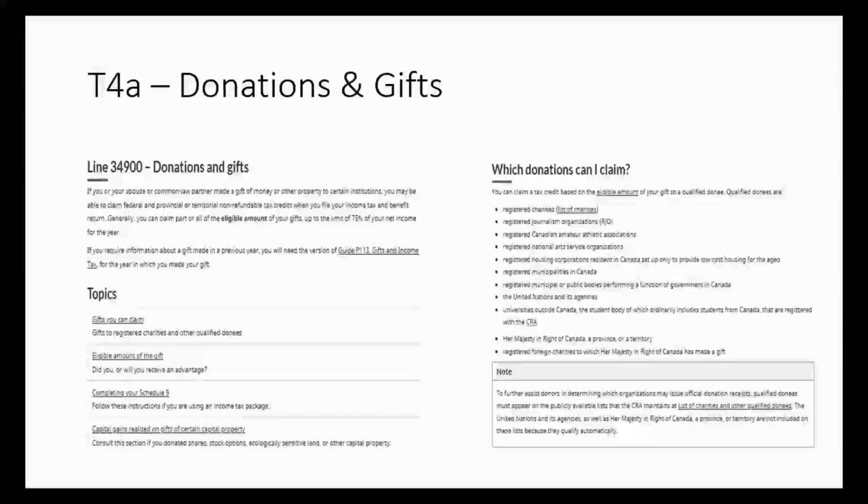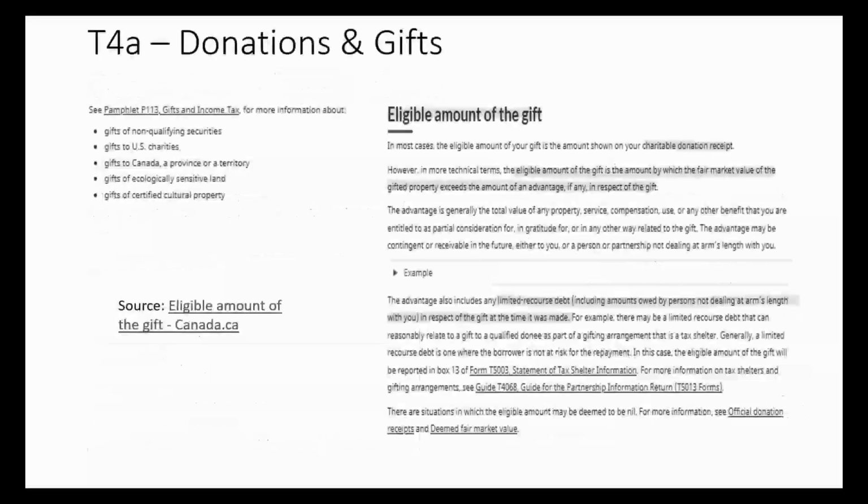So you do have a list of charities listed on Canada Revenue Agency's website. You will need to check that list as well as see if your charity matches any one of these categories. Eligible amount of the gift. In most cases, the eligible amount of your gift is the amount shown on your charitable donation receipt. So if you do get a receipt from your charitable organization, the amount on the receipt is the amount that you will type in.